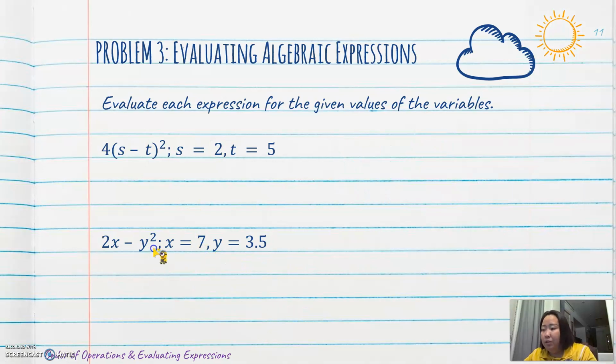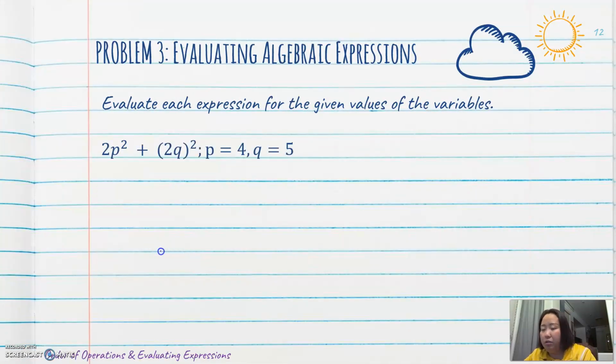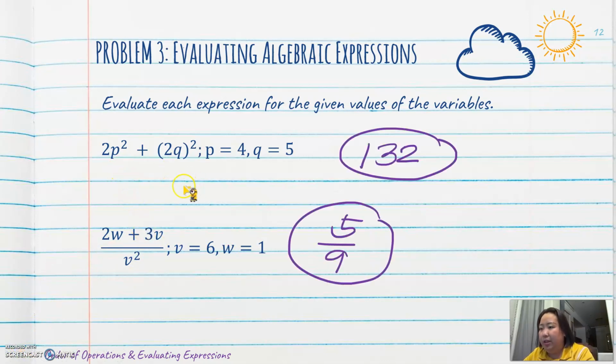You can try out evaluating the following expressions. You have 2p squared plus the quantity 2q squared, wherein you replace p by 4 and q by 5. The other expression is 2w plus 3v over v squared, where v will be 6 and w will be 1. Go ahead, try it out. After evaluating and simplifying the expressions, you should end up with 132 and 5 over 9.